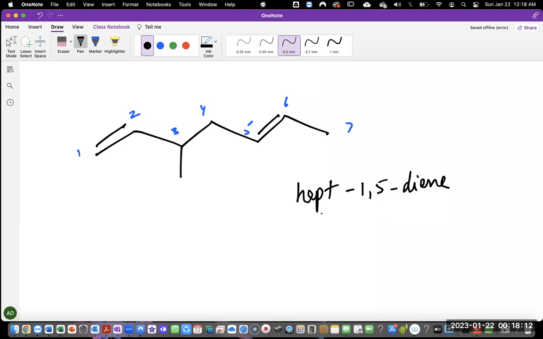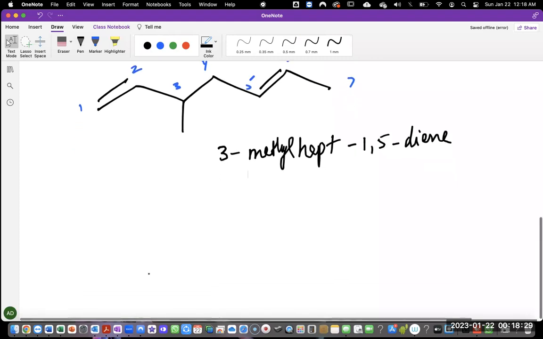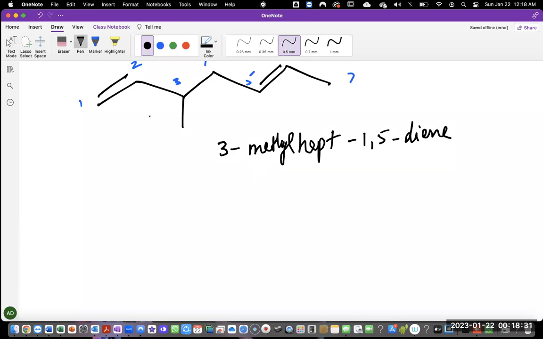Now, what we need in the front is the name of the substituent. What substituent are we carrying? We're carrying this methyl, which is sitting on what carbon number? It's sitting on carbon number 3. So you just say 3-methylhept-1,5-diene. Okay. All right. So now let's keep doing some more examples.